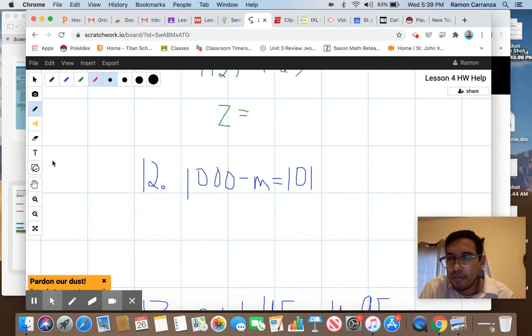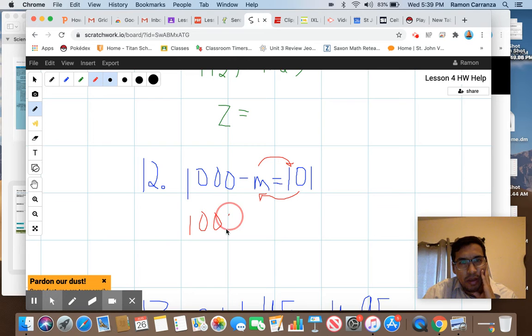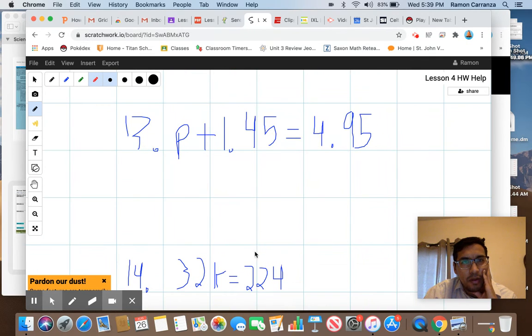Now 12 is a little bit trickier. We have 1000 minus m equals 101. So what we want to do here is realize that the subtrahend is the variable, which means that all we need to do is swap the values. And again, we only do this when the subtrahend is the variable. So we have 1000 minus 101 equals m. And then from there, all you have to do is simplify by subtracting 1000 and 101 to find the m value.